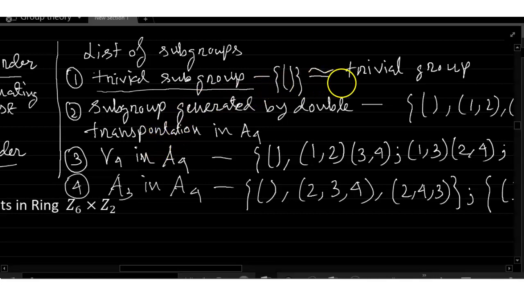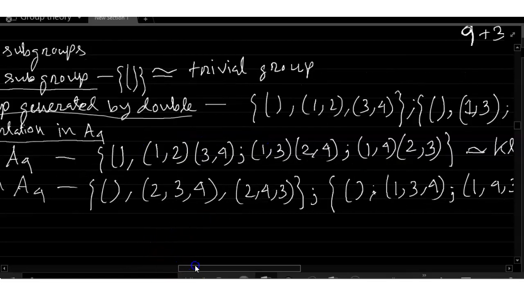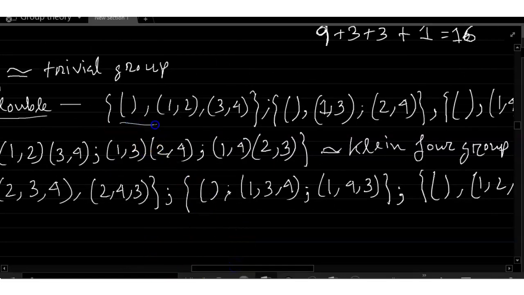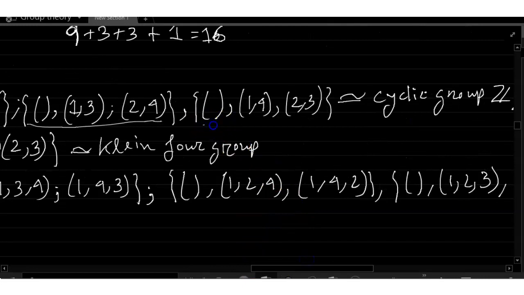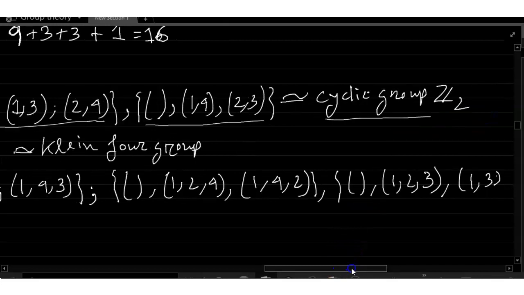Number 1, trivial groups. That is isomorphic of trivial groups, trivial subgroups generated by double transposition in A4. That is (1 2)(3 4), (1 3)(2 4). This is the cyclic group Z2.